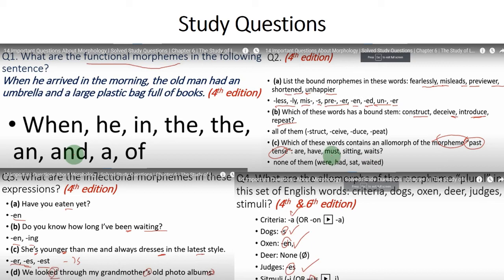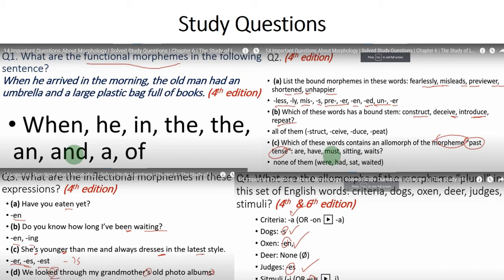Question number 3. What are the inflectional morphemes in these expressions? Part A. Have you eaten yet? So in this, the inflectional morpheme is the en in the word eaten. Part B. Do you know how long I have been waiting? So in this, there are two inflectional morphemes, en in the word been and ing in the word waiting.